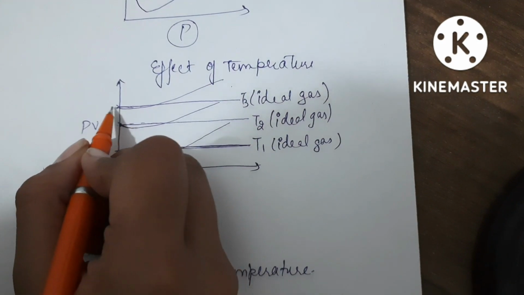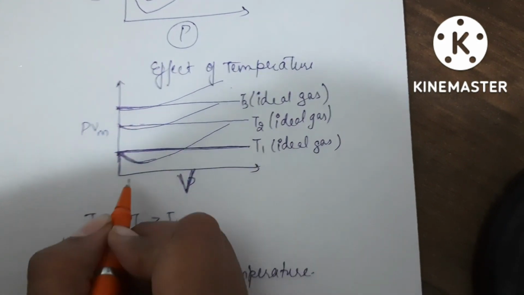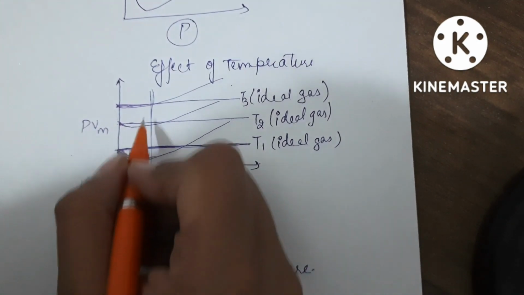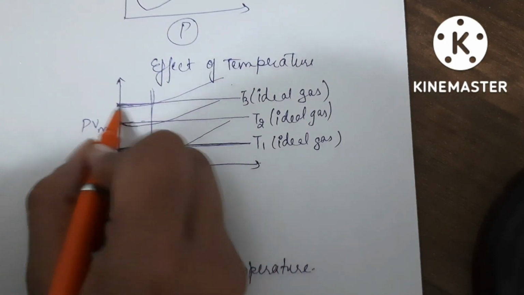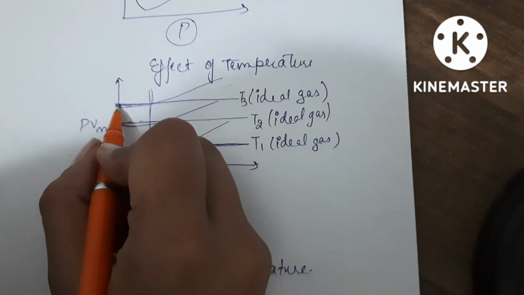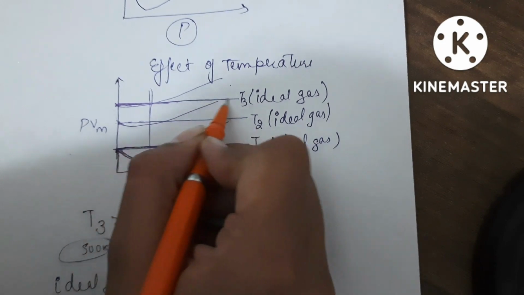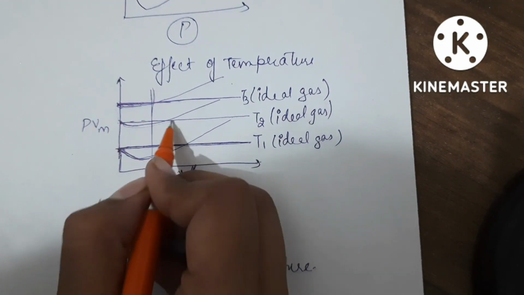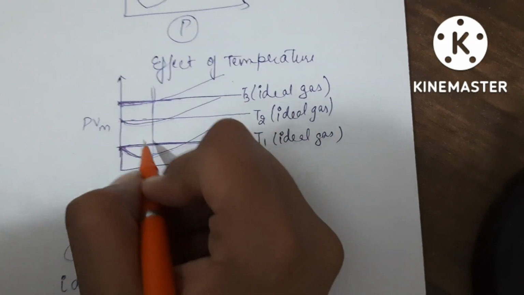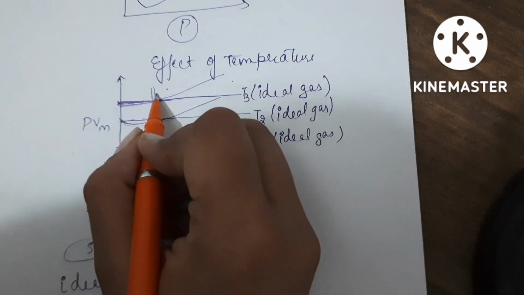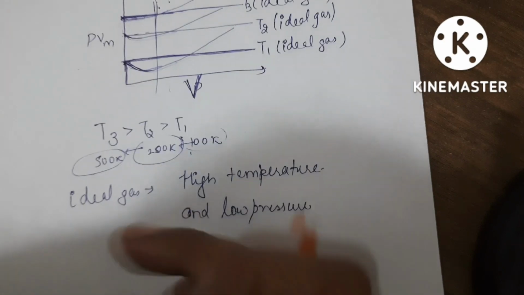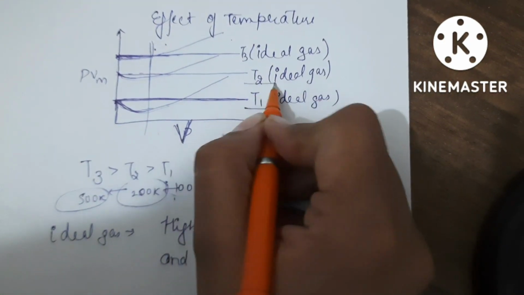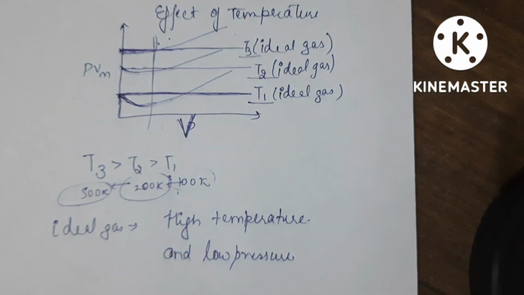That's why, see, near the lower volume I have a graph that almost coincides with the ideal gas. For the real gas, the deviation gets lower and lower as we increase the temperature. So this is at T1 temperature, this is at T2 temperature, this is at T3 temperature.